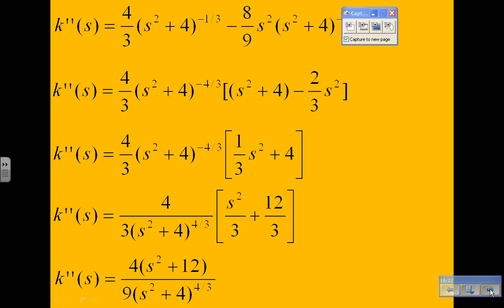Yeah, I factored out a 4/3. No, I just combined these right here. Negative 2/3 s squared and s squared. I got 1/3 s squared plus 12. 12 over 3 is 4. So you just, yeah, I got a common denominator.